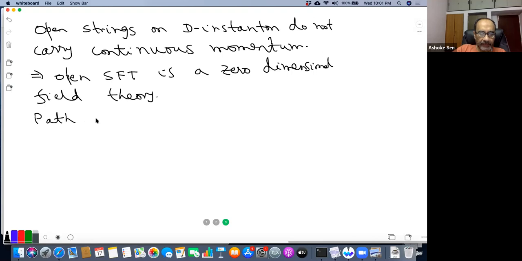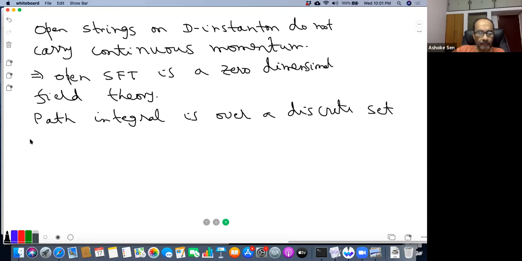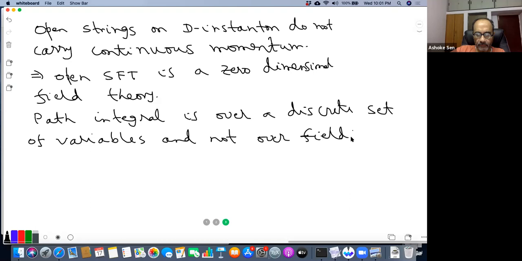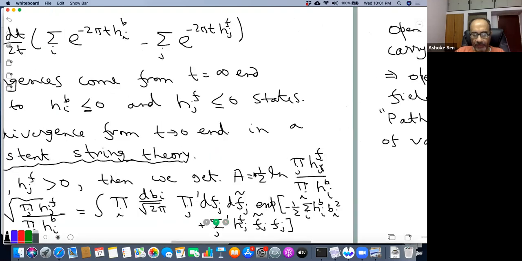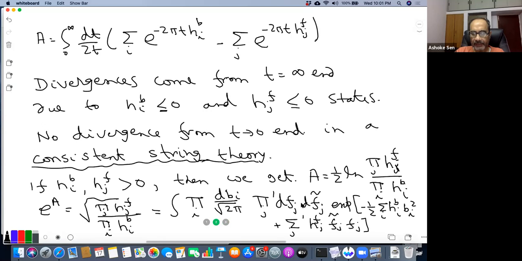Namely, the path integral is over a discrete set of variables and not over fields. Okay, so this path integral I should really put in quotes, because this is really an ordinary integral. And that's what you see here, right? What you see here is just a set of integrations over a discrete set of modes.